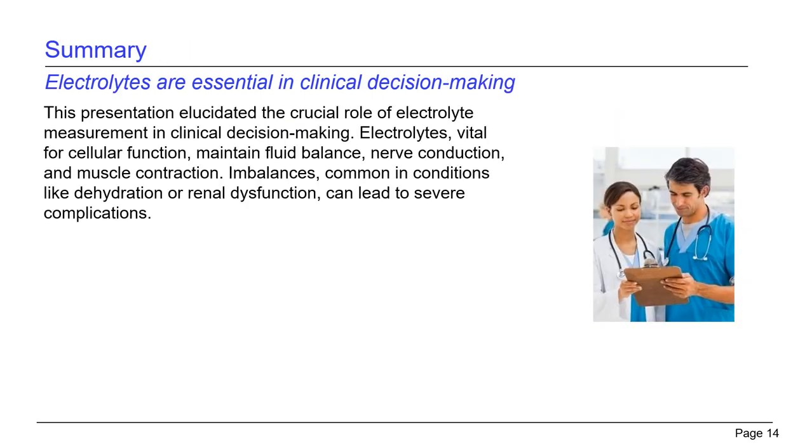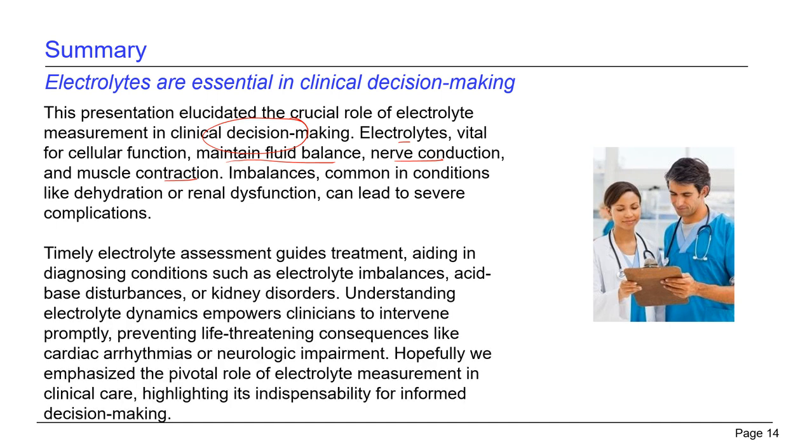To summarize what we just covered, electrolytes are essential in clinical decision making. We've elucidated the role of electrolyte measurement in clinical decision making. Electrolytes, vital for cellular function, maintain fluid balance, nerve conduction, and muscle contraction. They play a significant role in controlling patient homeostasis and identifying dysfunction, whether it's renal dysfunction or dehydration, fluid volume deficit. So timely electrolyte assessment guides treatment, aiding in diagnosing conditions such as electrolyte imbalances, acid-base disturbances, or kidney disorders.